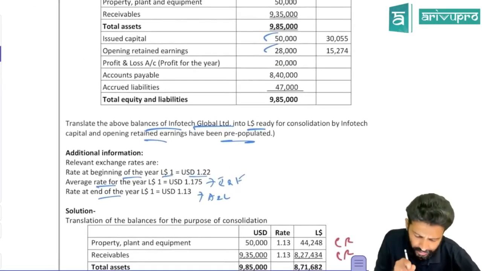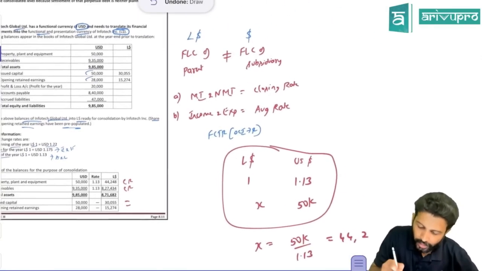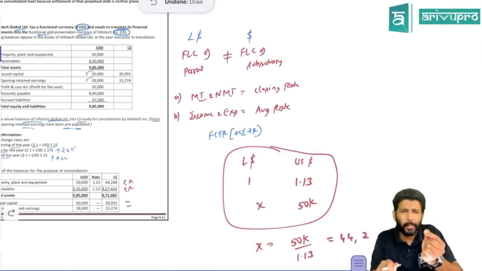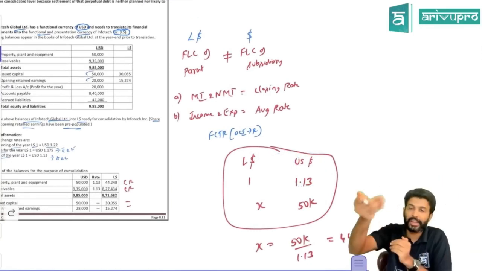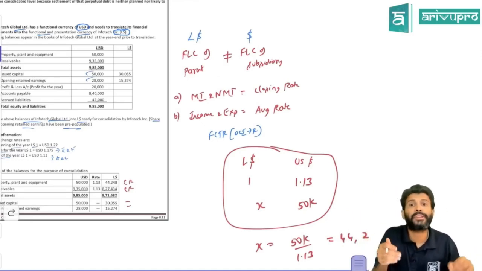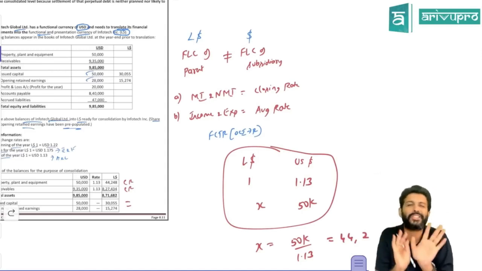Take this example. Closing rate, we'll take: 1 local dollar is equal to 1.13 US dollars. Let's convert one component and find out whether we have to multiply or whether we have to divide. Don't make the mistake of straight away multiplying. Just check with one component.